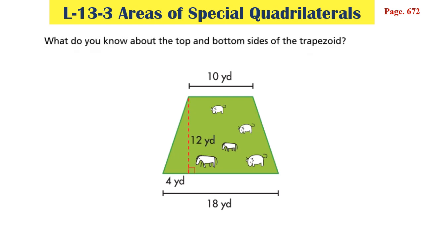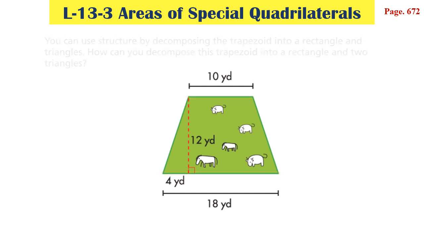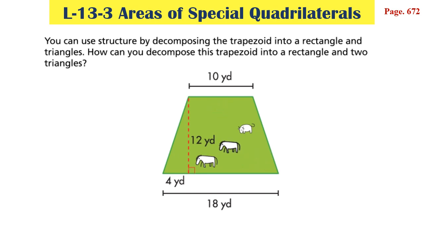What do you know about the top and bottom sides of the trapezoid? The top and bottom sides of the trapezoid are parallel. You can use structure by decomposing the trapezoid into a rectangle and triangles. How can you decompose this trapezoid into a rectangle and two triangles?